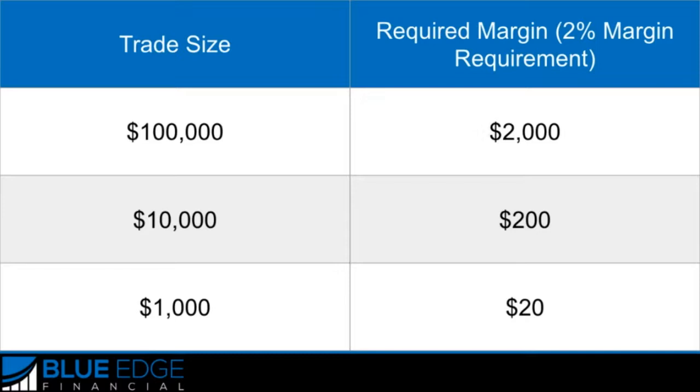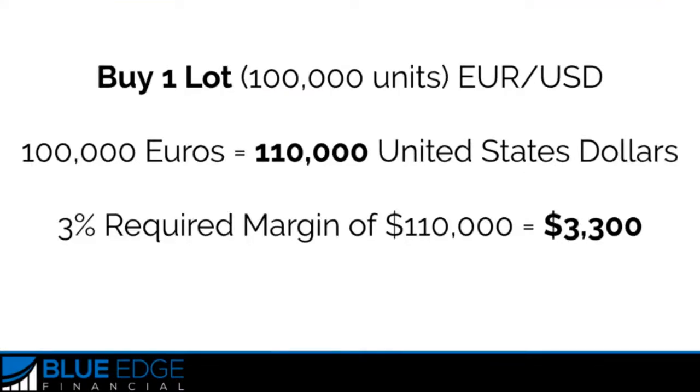But let's say your margin requirement was just 2%. You would only have to put up $2,000 as the required margin of your funds to be able to open and maintain that position of $100,000. You can see a couple other examples here. To open a position size of $10,000, if the margin requirement was just 2%, you just need $200 that's going to be set aside so that you can trade with that $10,000. Pretty crazy, right?